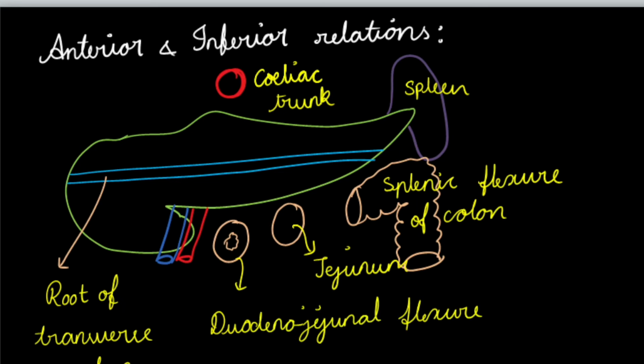The above one is celiac trunk and here comes the spleen, mainly the lower part of the spleen. And here in the anterior surface we have the root of transverse mesocolon. And in the inferior aspect we can see the superior mesenteric vessels which were passing through the uncinate process, and the exact inferior relations to the body are the duodenojejunal flexure, then jejunum and splenic flexure of colon.